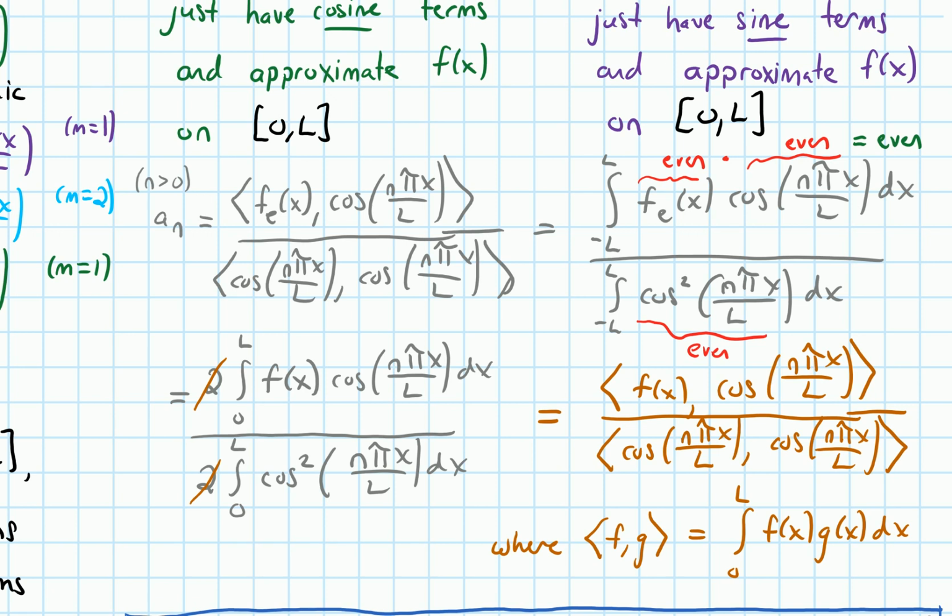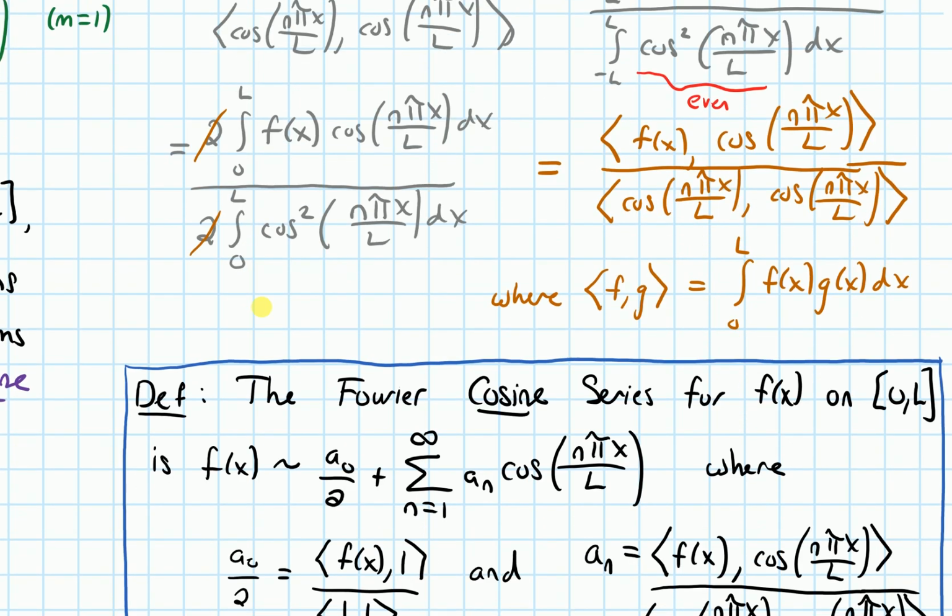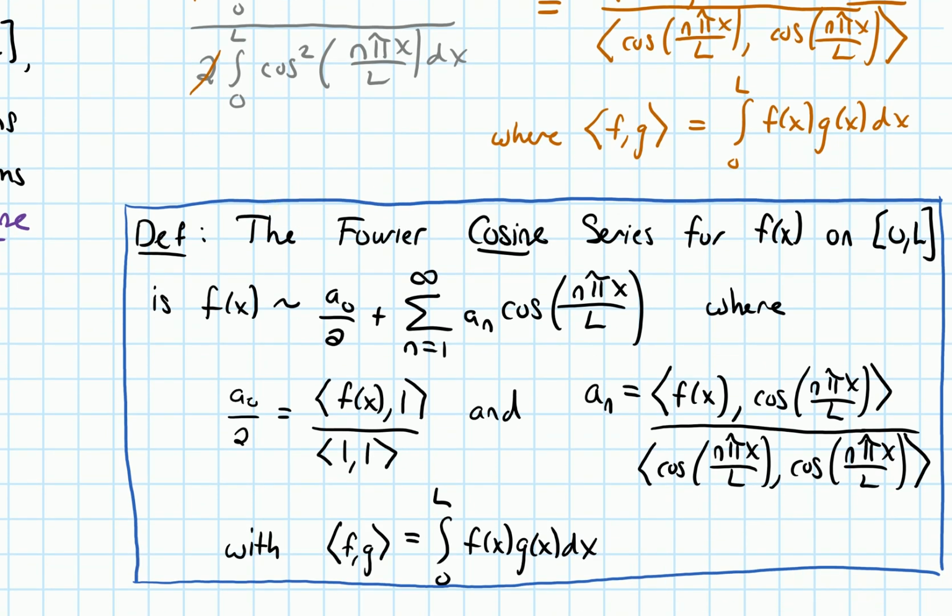Okay, so our definition of the Fourier cosine series for a function f of x on the interval from 0 to L is, so now we're trying to approximate f of x purely in terms of the cosine terms, and then we also have the constant term in front, because the constant term is even. The formulas for these coefficients are the same as what we saw before, just with a new inner product. So a naught over 2, for example, is the inner product of f of x with the constant term 1, divided by the inner product of 1 with 1.